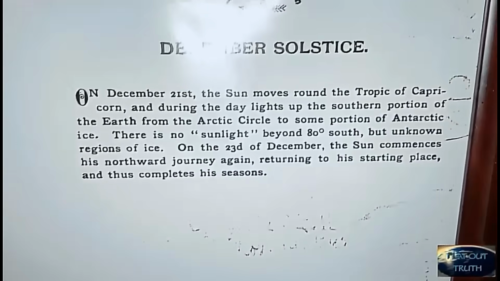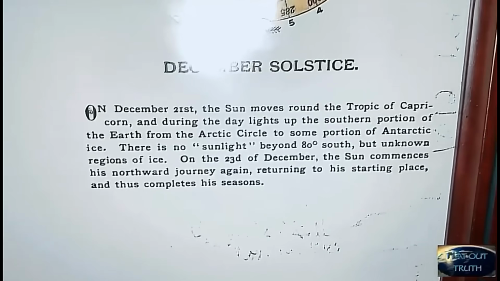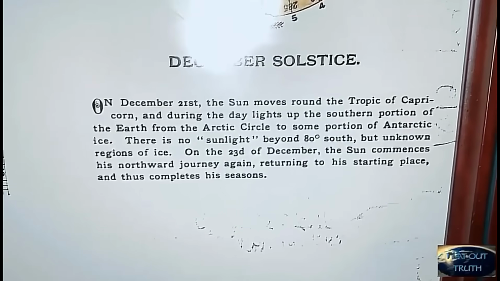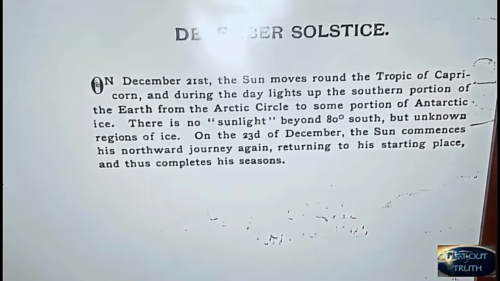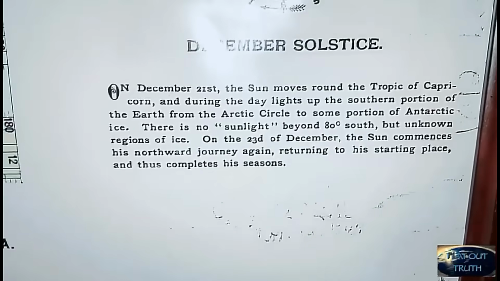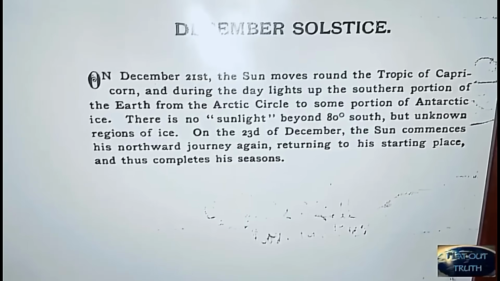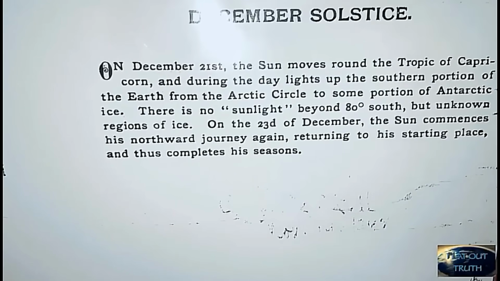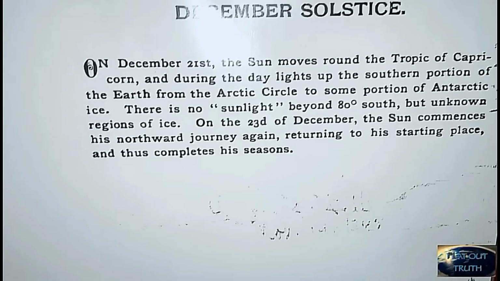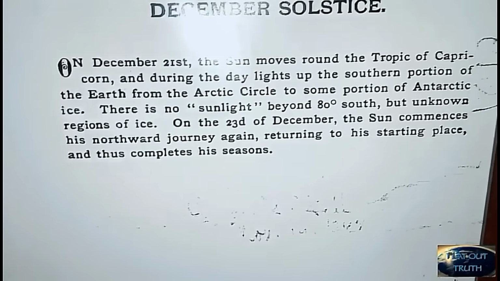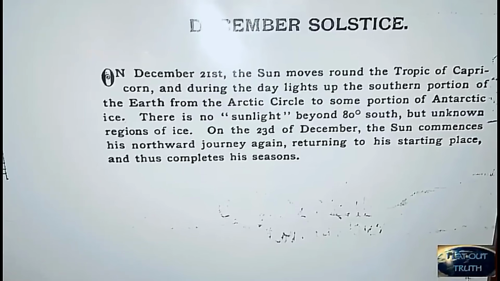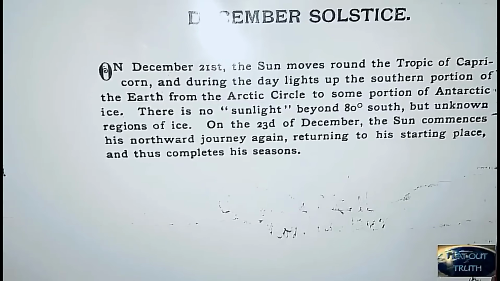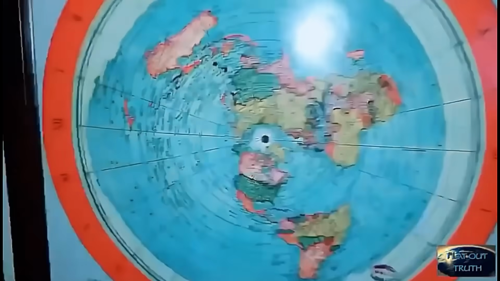Okay, on December the 21st, the sun moves around the Tropic of Capricorn, and during the day lights up the southern portion of the Earth from the Arctic Circle to some portion of Antarctica ice. There is no sunlight beyond 80 degrees south, but unknown regions of ice. And on the 23rd of December, the sun commences his northward journey again, returning to his starting place, and thus completes his seasons.